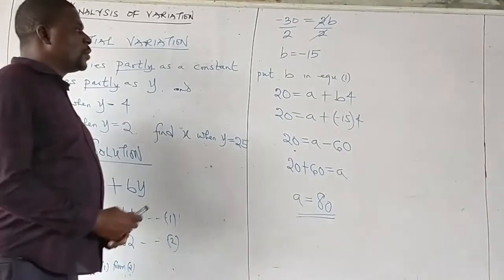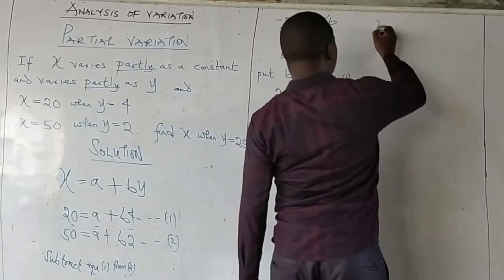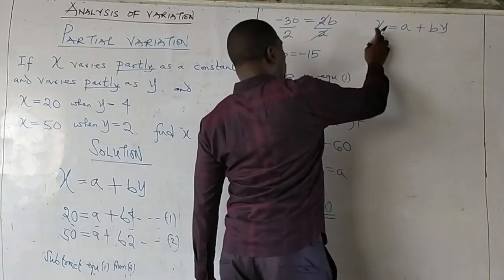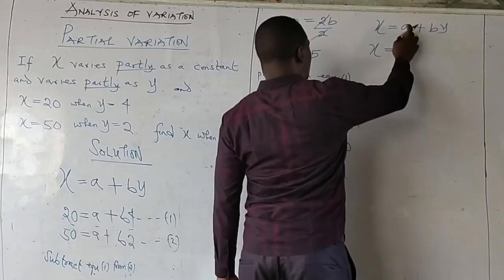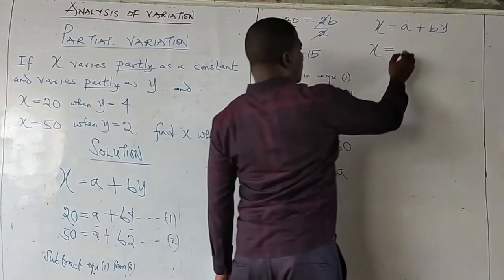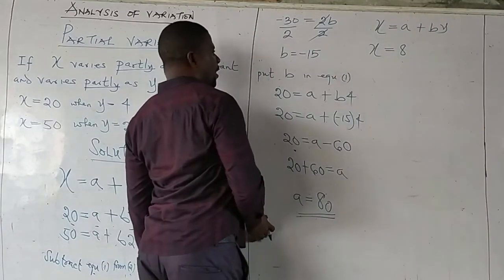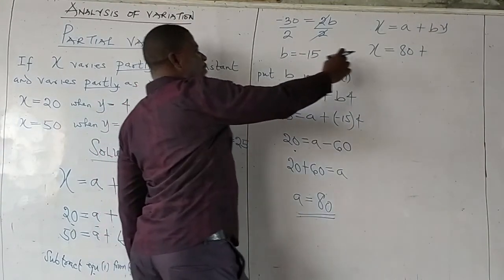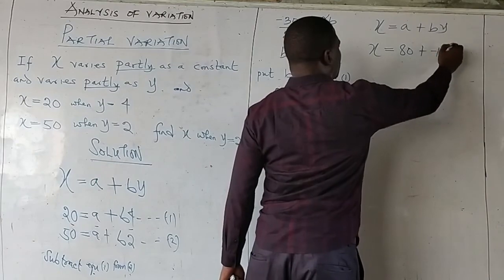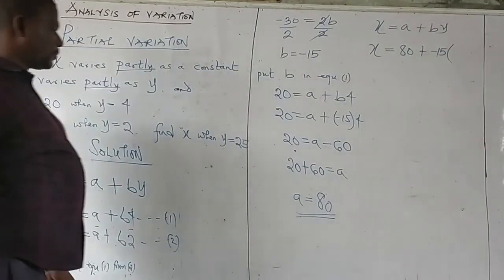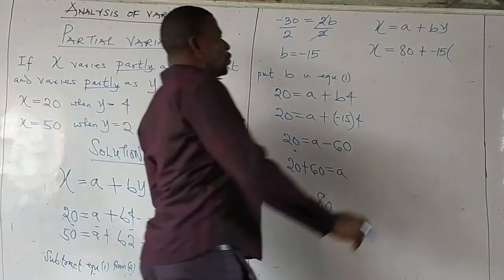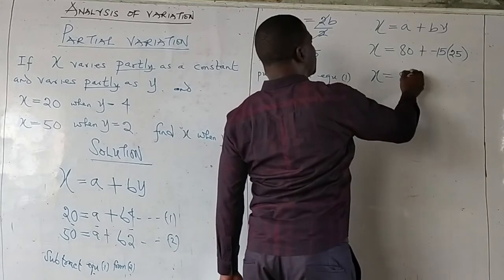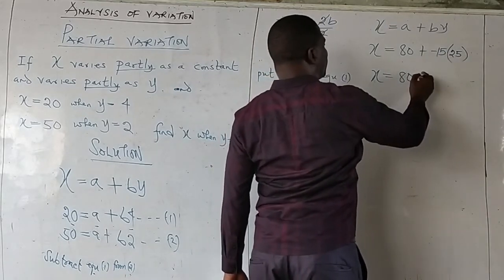So now that I've gotten my a and b, they said find x when y is 25. So I will write out the equation again: x equals a plus by. I'm looking for my x. What's my a? A is 80, plus b, what's my b? Minus 15, and y is 25. So x will be equal to 80 minus 15 times 25.